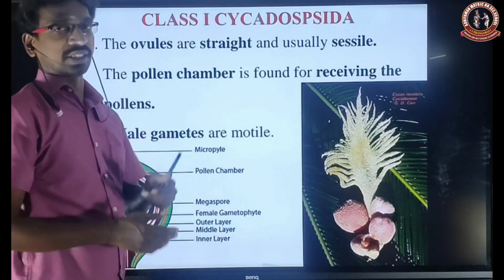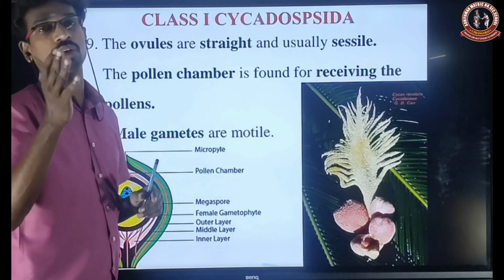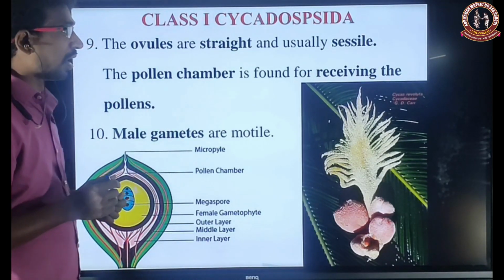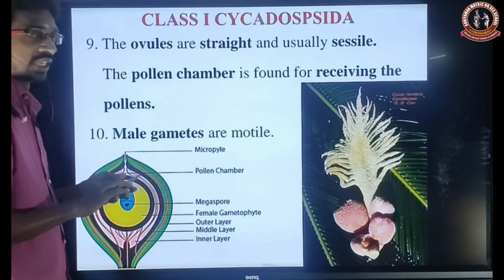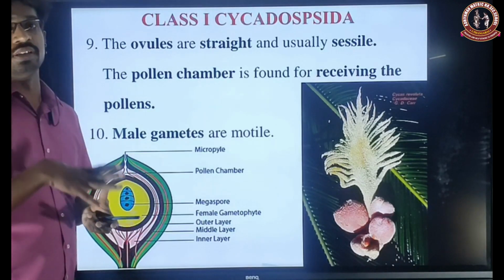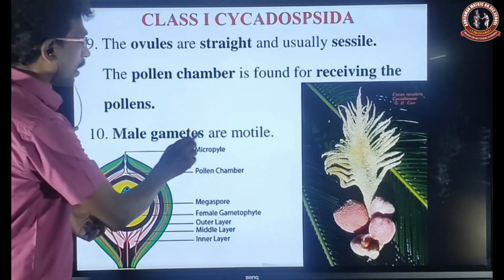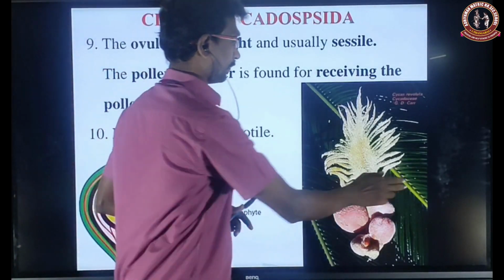The ovules are straight and usually sessile, without a stalk. That is sessile. The pollen chamber is found for receiving the pollen. So here is the pollen chamber, where all the pollen grains are deposited. The male gametes are motile in Cycadopsida.